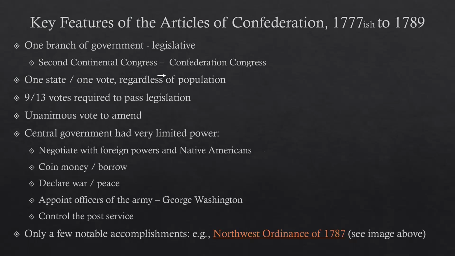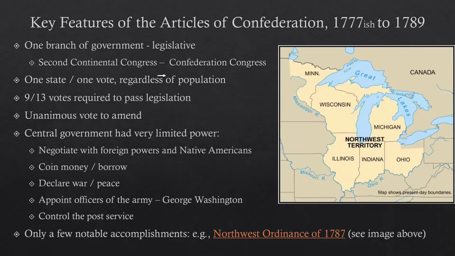And there are a few very notable accomplishments of the Confederation government, and this is not in your textbook, so pay particular attention here. A notable accomplishment of the Confederation government was the passing of the Northwest Ordinance of 1787. So this is after the war, the Revolutionary War was over, and the Confederation Congress enacted these laws. It was actually a set of rules to govern the entrance of new states into the United States of America.